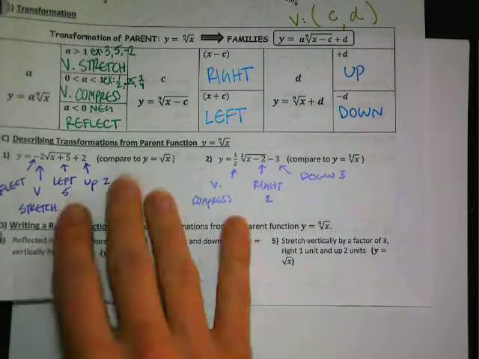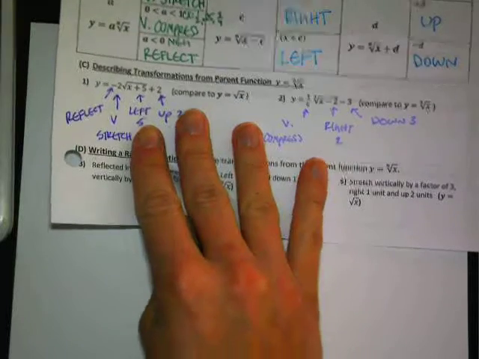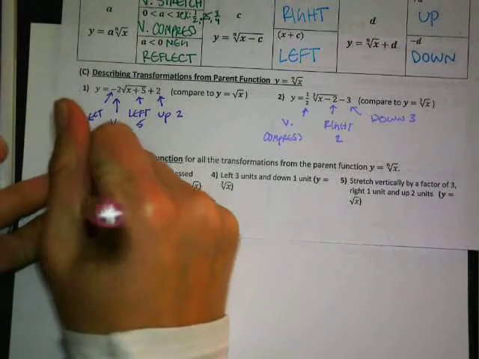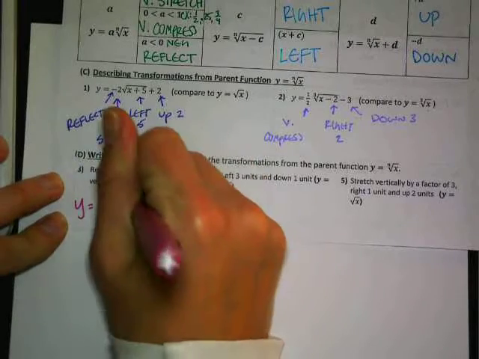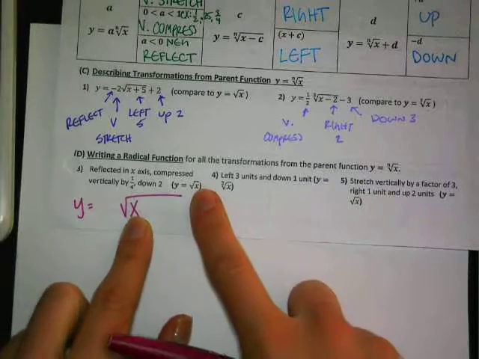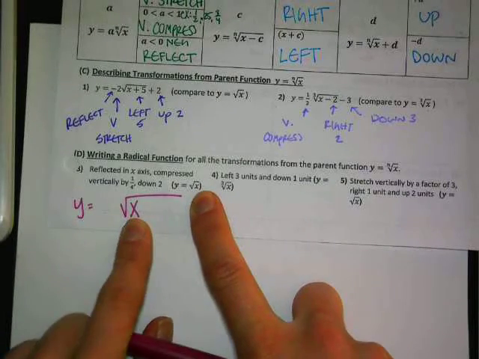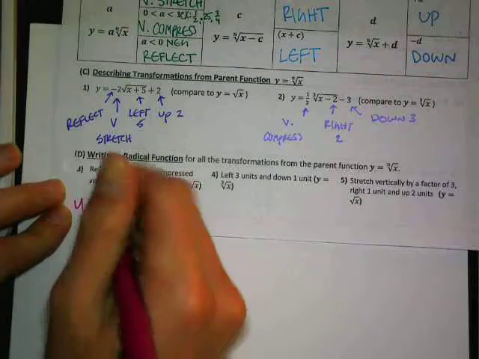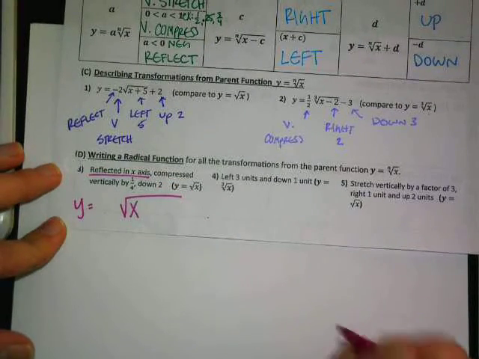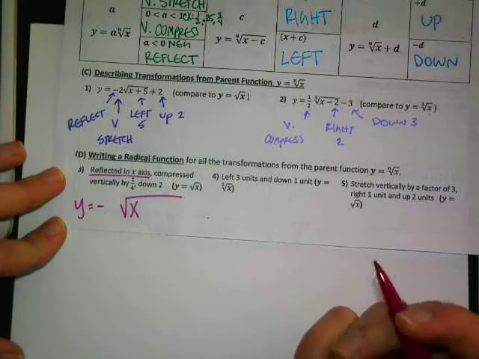Okay, almost done. We just got this part here, D, where we are going to go backwards. I'm telling you the transformations, and you are going to write the function. So in my function here, I have the square root of x, because that's what it's telling me, and I just have to put the numbers in. Reflected in the x-axis. It's going to be negative. Where's the negative going to go? At the very front, so that'll be -1/4.